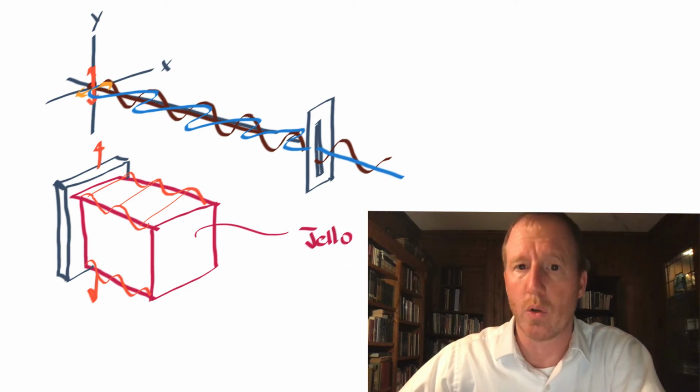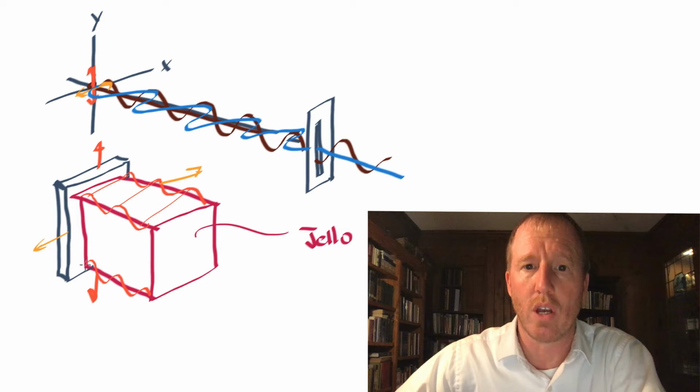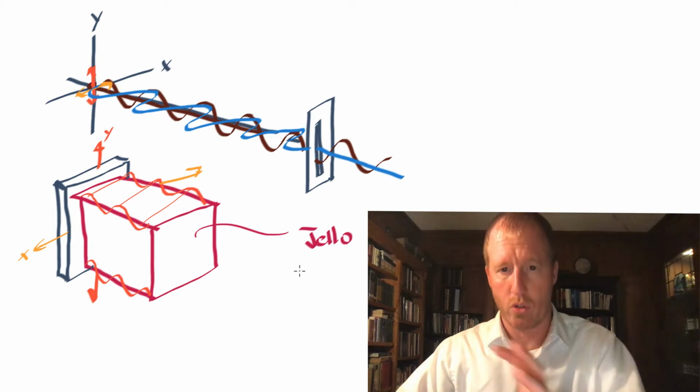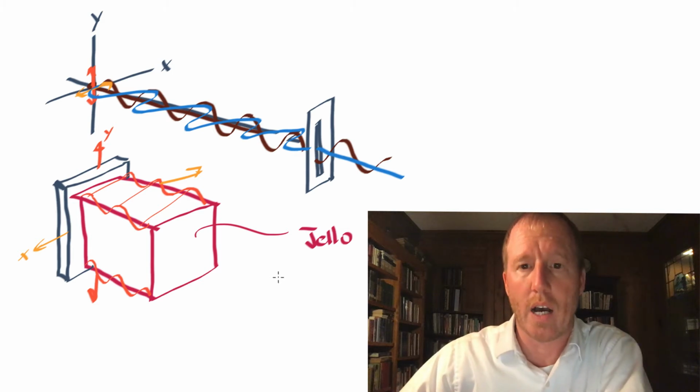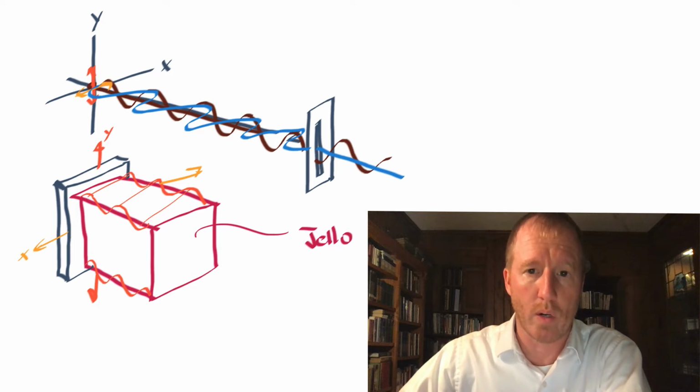You could also shake this plate back and forth along the x-axis, and in that case, you would have x-directed, again this is x-directed and this is y-directed, transverse waves polarized along the x-axis. I'm not going to try to superimpose those wiggles on top of it because that would only confuse the drawing, but this jello supports transverse waves.